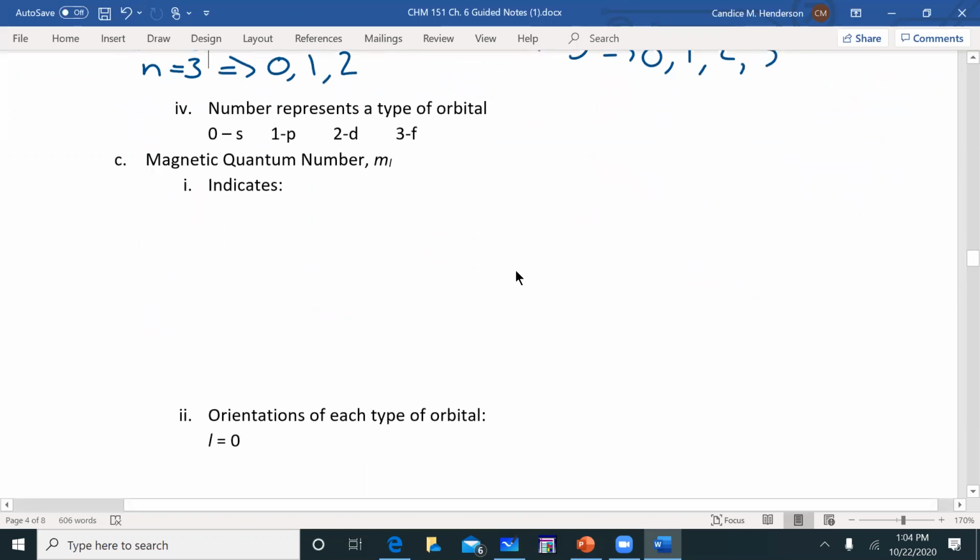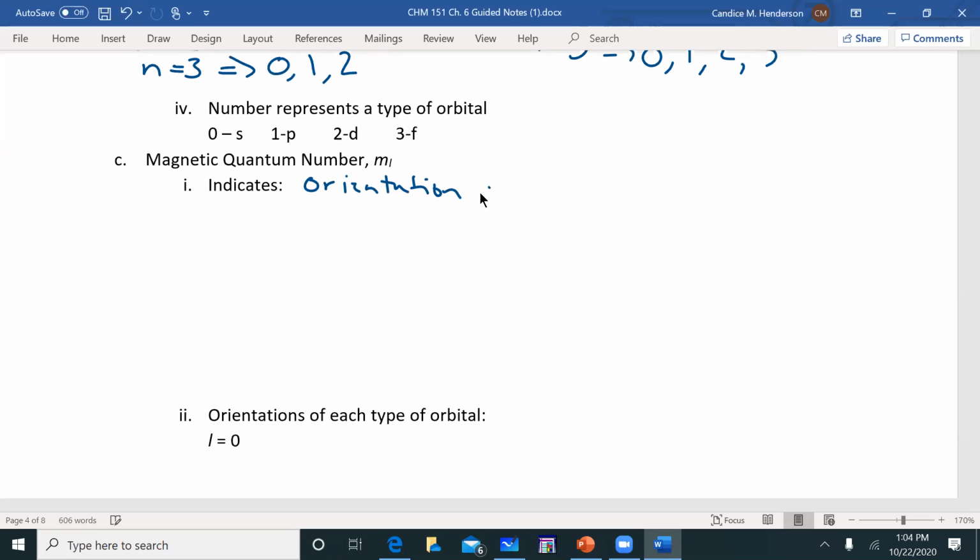Good question though. Okay, so our magnetic quantum number is this M with the little L as its subscript, and this thing is indicating the orientation of the orbital.